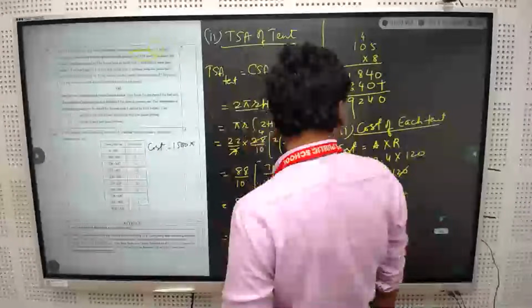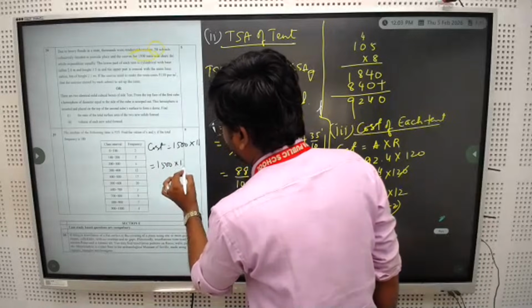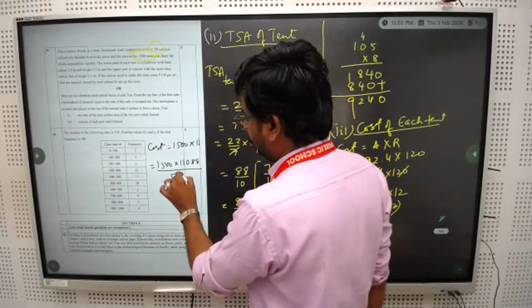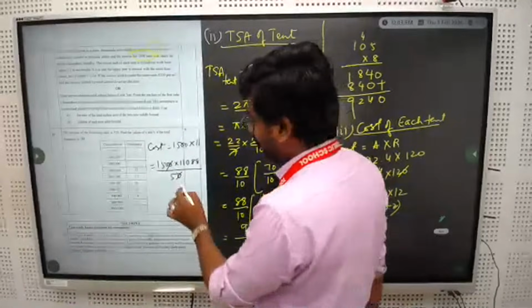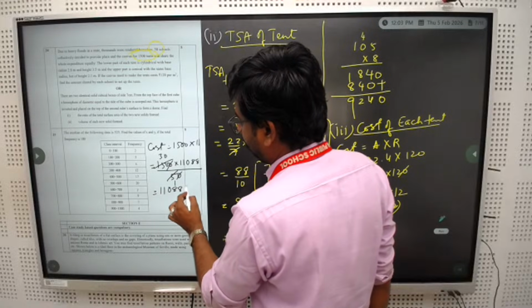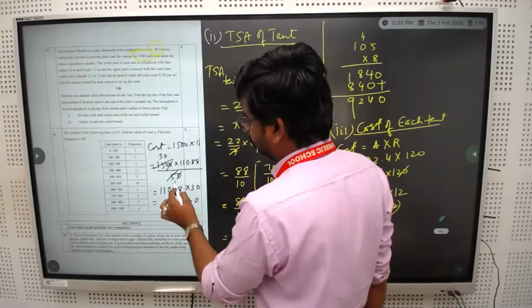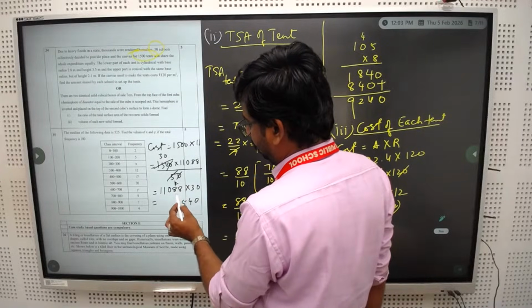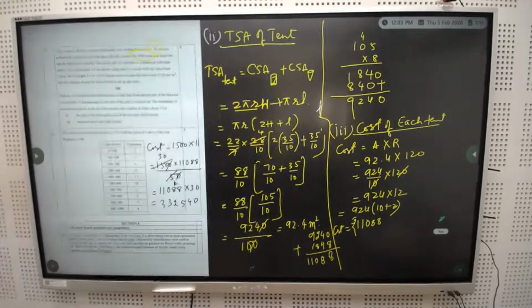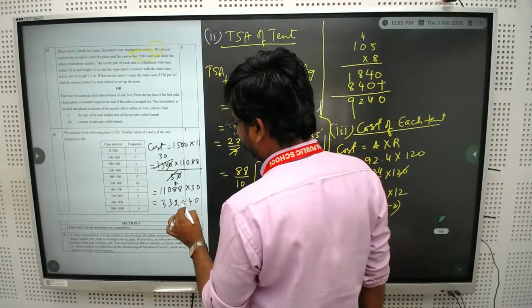1500 into 11088 divided by 50. 5 ones are 30s. 11088 into 30, you should do 0 as usual. 8 3s are again 8, 24, 25. Check please whether my multiplication is correct or not. This is 26, okay, 26.